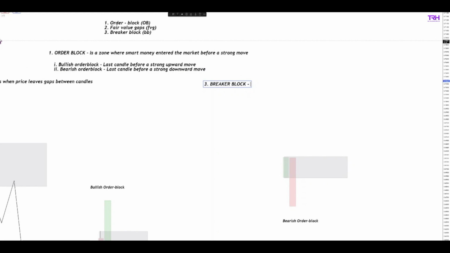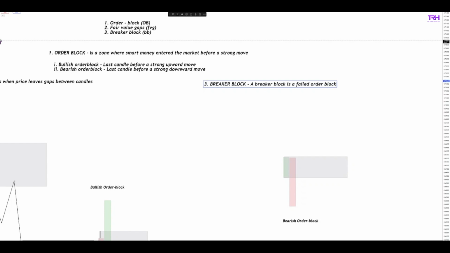So, what's a breaker block? A breaker block is a failed order block. Basically, I'll say it in simple English. A breaker block is a failed order block where price fails to respect that order block, and price tends to come back there and continue in whatever direction it was coming from. So, to put it in simple English, a breaker block is a failed order block, or a flipped order block.